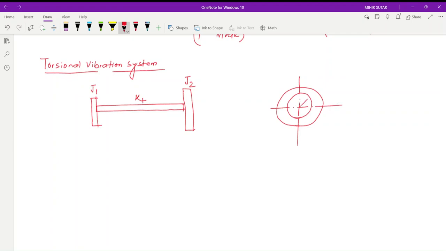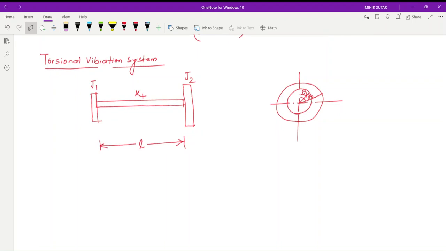Let's say the angular rotation of the first disc is theta 1 and angular rotation of the second disc is theta 2. Length of the shaft is L.